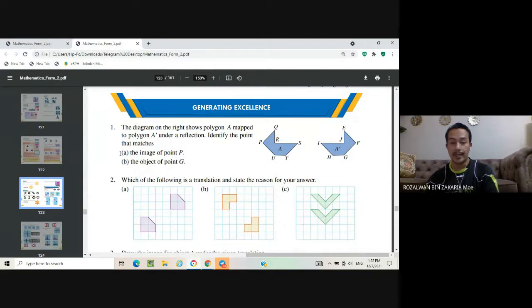So how to find the answer for question 1A? The image of point P. P is here. After the reflection, the image for point P is F. So the answer is point F. And number 1B, the object of point G. Point G is the image here. So what is the object here? This one, point U. So the answer for 1B is point U.